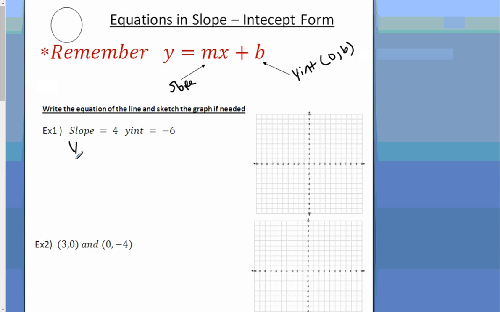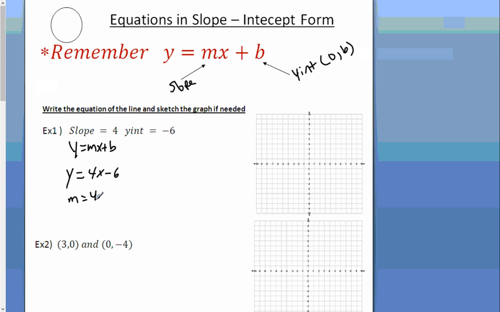If I think about the equation y equals mx plus b, I can actually write the equation very quickly, because y equals m is 4, so it's 4x. B is -6, so it's -6, or plus -6. Yes, it's that easy. If they give you the slope and the y-intercept, it's so quick to write the equation of the line. Okay?